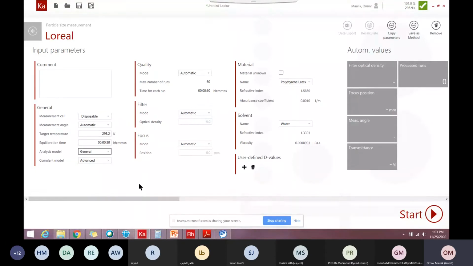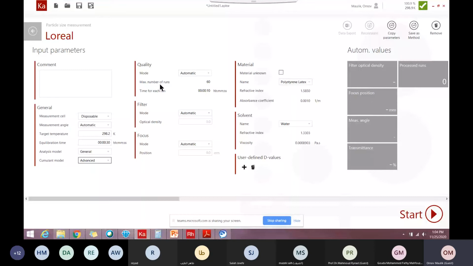Another key factor is this cumulant model. This cumulant model will give you an idea about the polydispersity index, as well as the particle's hydrodynamic diameter. So most of the times, if you don't want the second order cumulant, then you can always go with the advanced. But in case you would also like to get an idea about second order cumulant, then you can go ahead with an ISO.